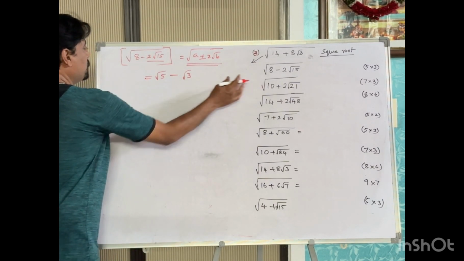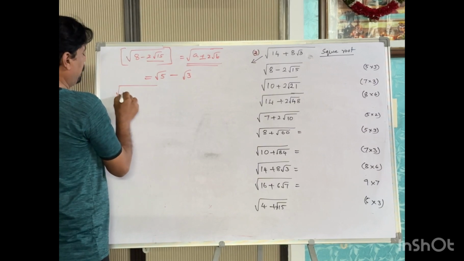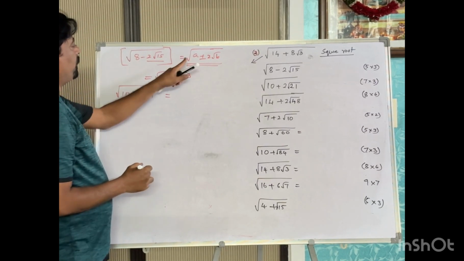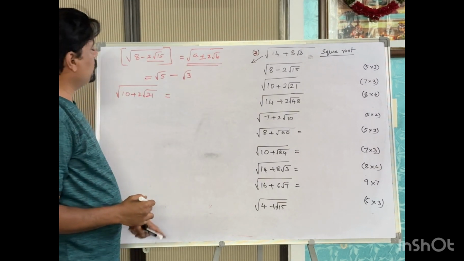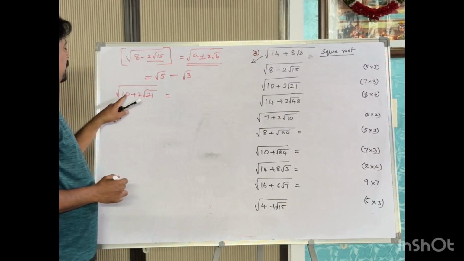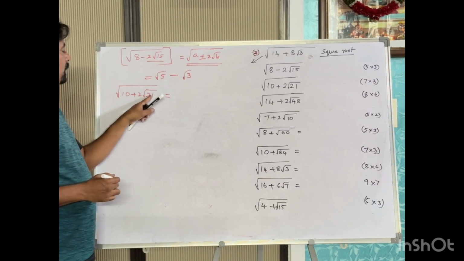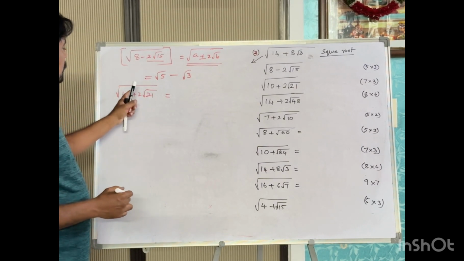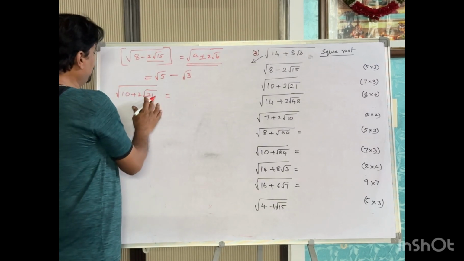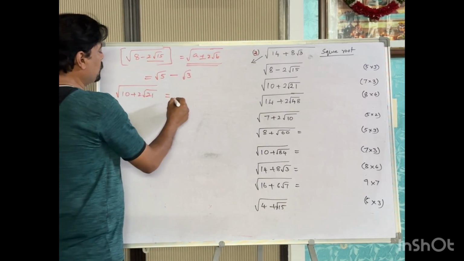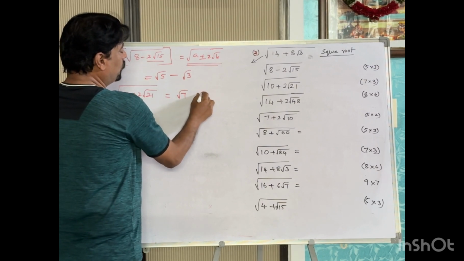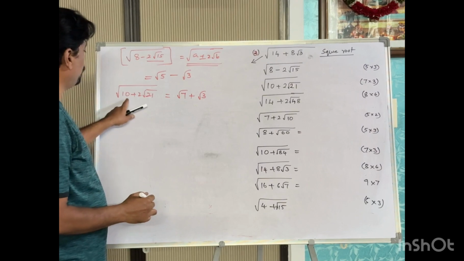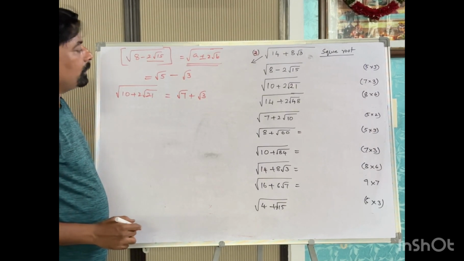If you see the next question, this is under root 10 plus 2 root 21. So this is also in the form of a plus or minus 2 root b. So you need to concentrate on 21 and 10. Now you need to split this 21 into 2 terms which, if you add, you want to get 10. So you know that 7 threes are 21, and 7 plus 3 is 10. So the answer is root 7 and root 3. Here plus is there, so you put plus. The square root of this one is root 7 plus root 3.